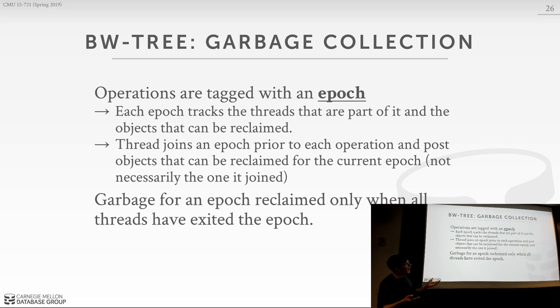All right. So the basic idea is that all the operations we're going to do in our BW tree are going to be tagged with whatever the current epoch is. Think of the epoch as just a logical counter. You add one to it every so often, think of like every 50 milliseconds. It doesn't matter. Then, when a thread enters the system, it registers itself with the garbage collector, and the garbage collector keeps track of all the threads that are currently inside my index at this current epoch.